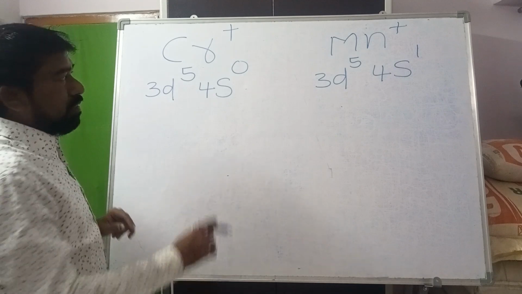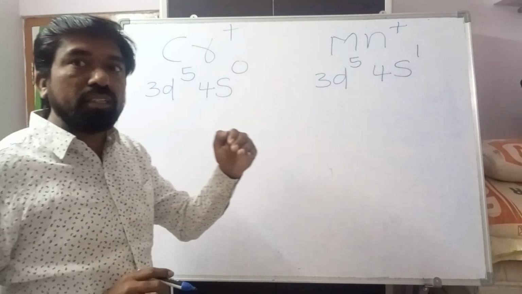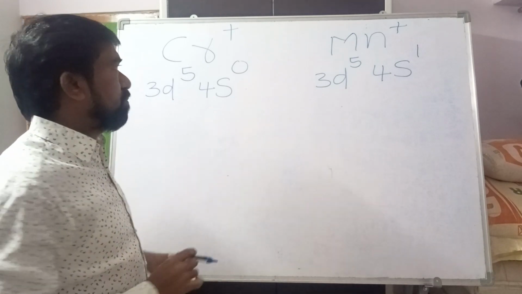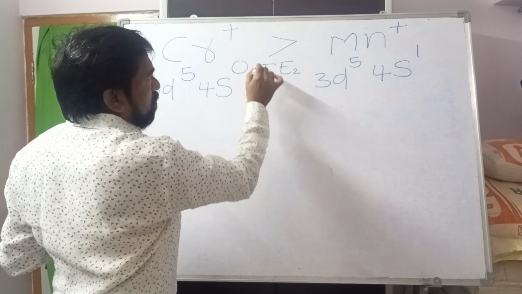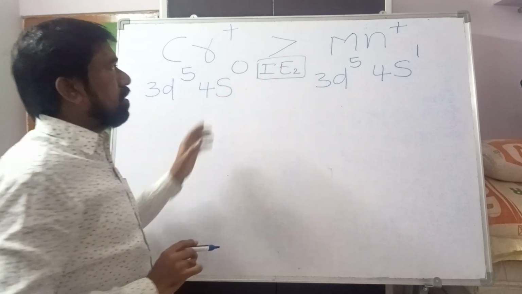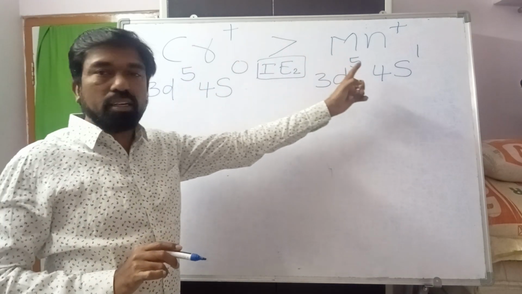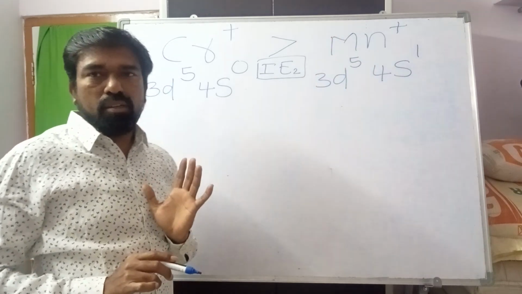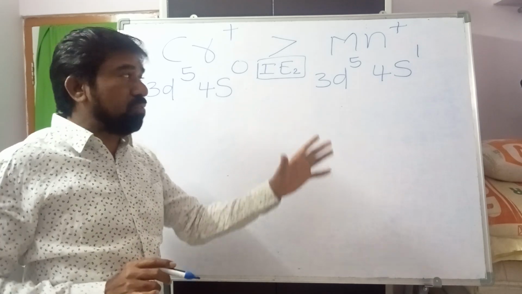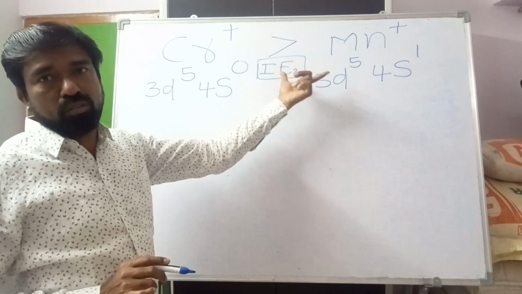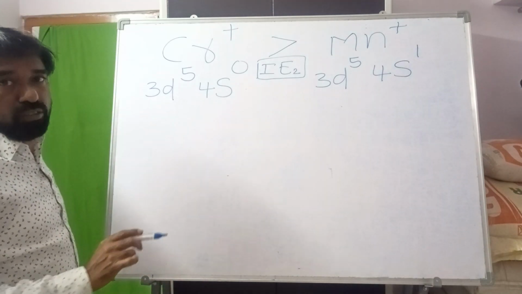Here they ask the question: Cr+ has more ionization enthalpy, meaning second ionization enthalpy, IE2. The second ionization enthalpy of chromium is more than that of manganese. Explain, and what is the reason? Statement type question or assertion-reason type question, a very important question. Match the column or multiple choice question also.